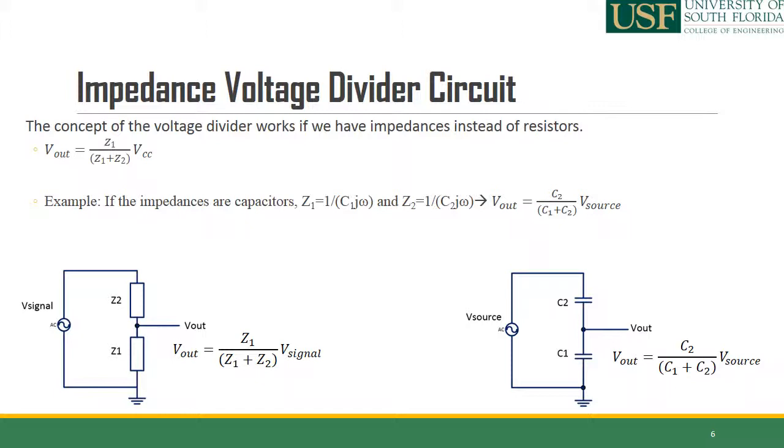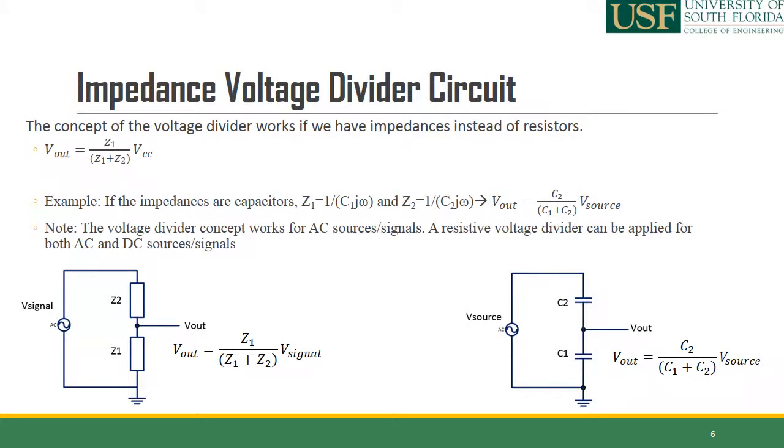So this is an example of a voltage divider in an impedance case. And again, remember that for the impedance case, we need to have an AC source instead of DC.